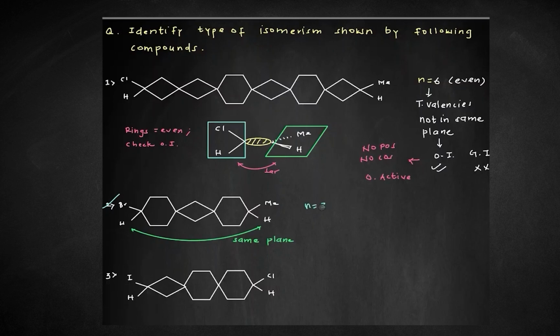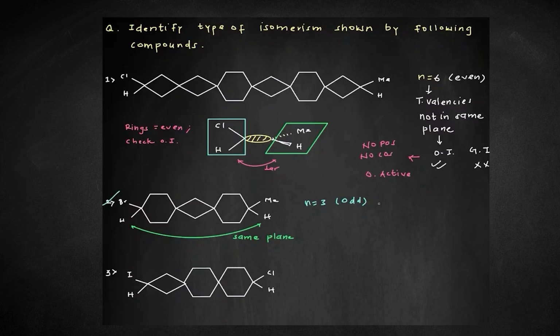Solve the second question. Here the number of rings will be 3, that is odd. If they are odd, then what do we have to check? Will the terminal valencies be in the same plane or a different plane? They will be in the same plane. So we check geometrical isomerism; optical isomerism will not be present here. If you check the terminal valencies, they are not the same: A is not equal to B and C is not equal to D, which means geometrical isomerism is present here.